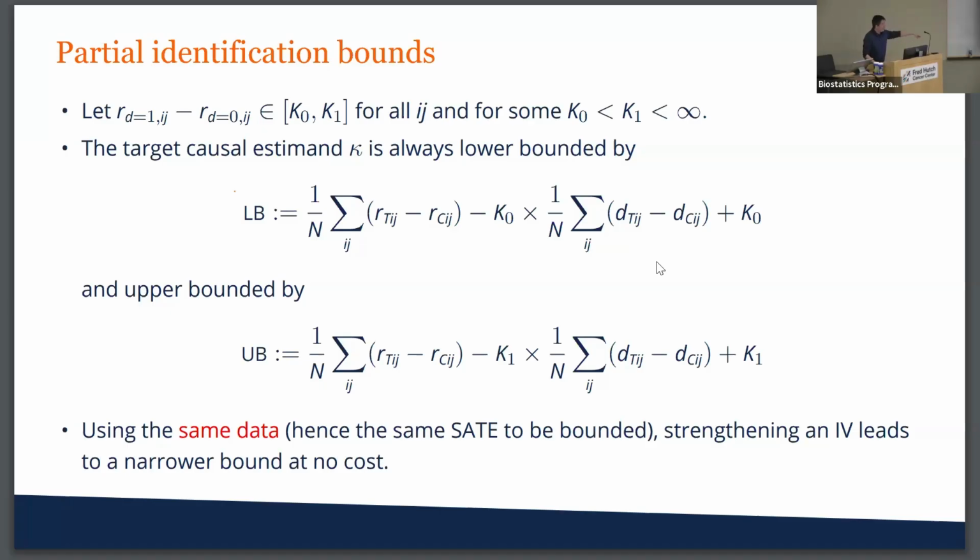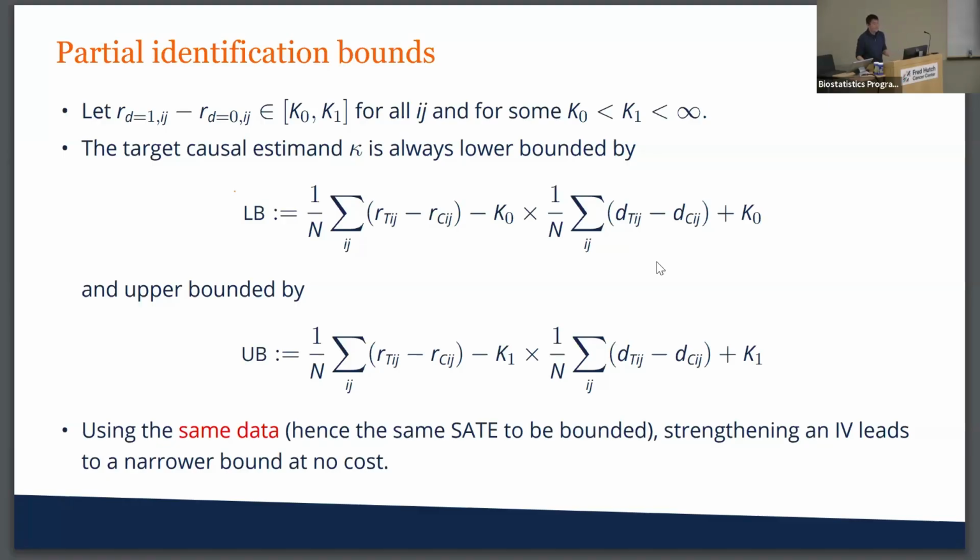Okay, so again, I just try to stress: using the same data, and therefore the same sample average treatment effect to be bounded, same estimate, something that we are trying to pursue, strengthening the design will reduce to a narrower bound at no cost. We're not changing the population, not changing that.